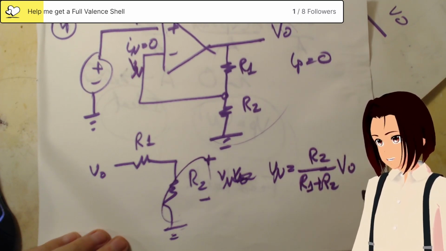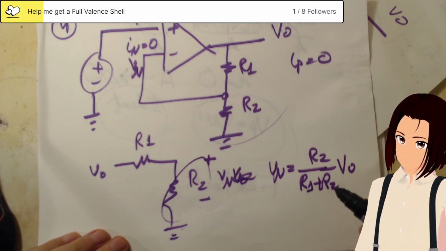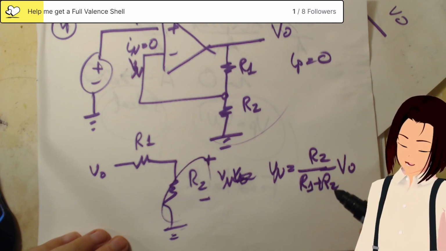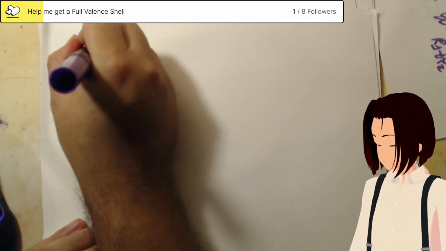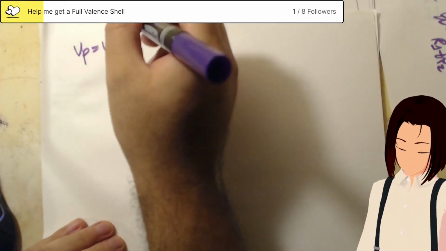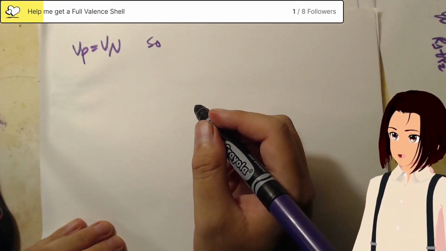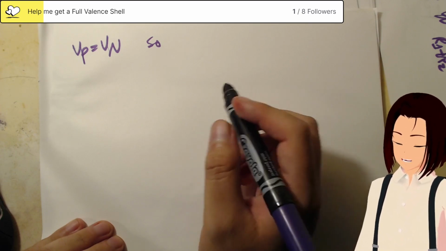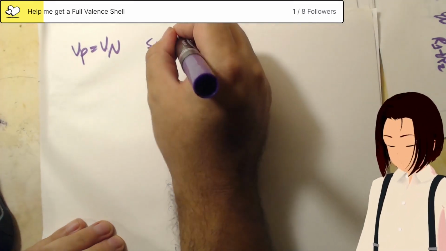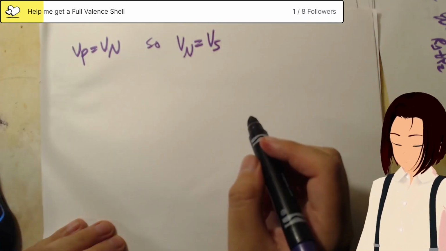Now we understand that Vn is also equivalent to VP. What we just did is called the ideal op amp constraints: ideal op amp constraints demand VP is equal to VN. But this requires you to set it up a certain way. You can't just assume it. It has to be fed back in properly. So we know Vn is equal to V source.